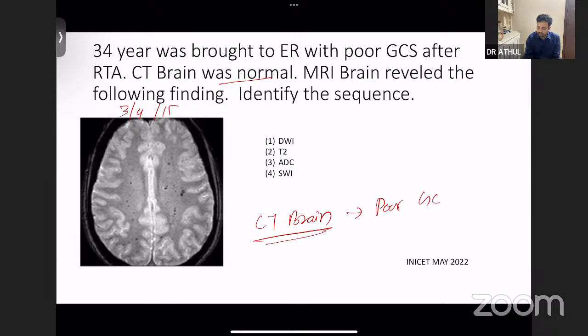So you all know the diagnosis. What is the diagnosis? The diagnosis is pretty straight and clear. The diagnosis is DAI, that is diffuse axonal injury. Okay, so diffuse axonal injury.